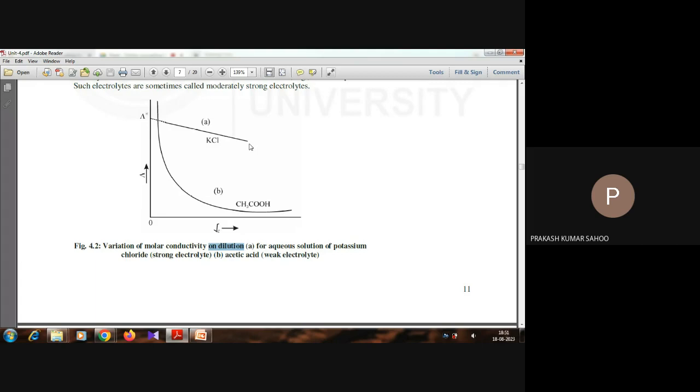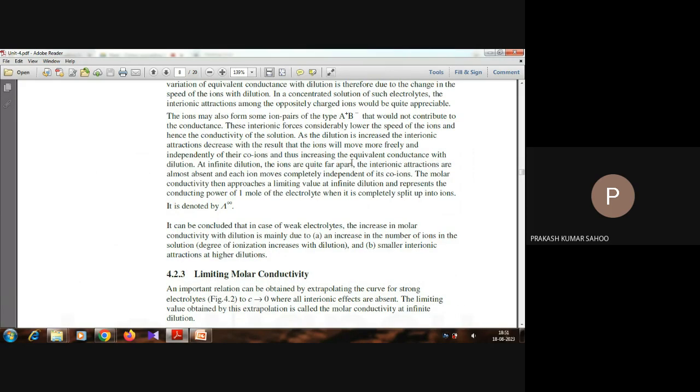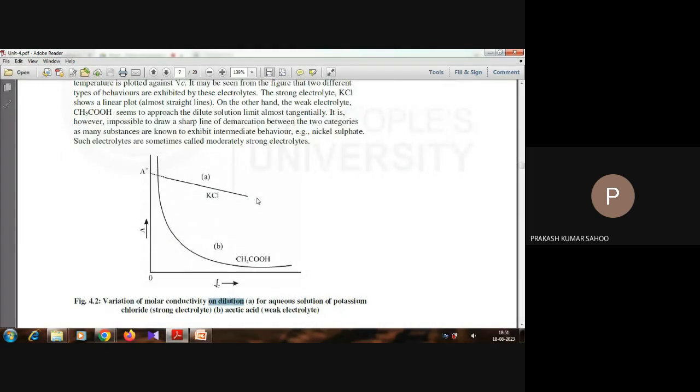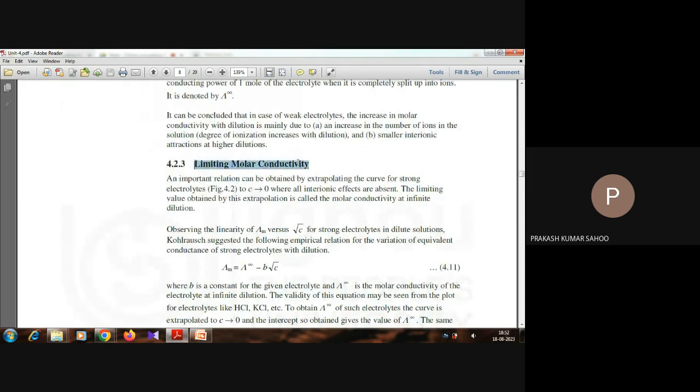One cause is that the number of ions per volume decreases. If ions decrease, the conductance will definitely decrease. Then we have limiting molar conductivity. This is an important relation which can be obtained by extrapolating the curve for a strong electrolyte. If I extrapolate this curve with dilution, the line will intersect the zero line here. This is known as limiting molar conductivity.